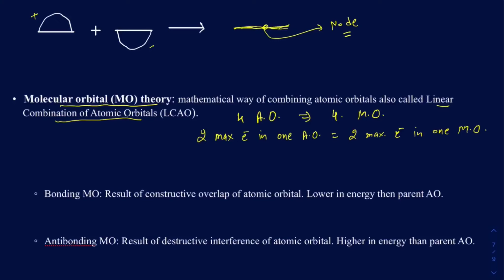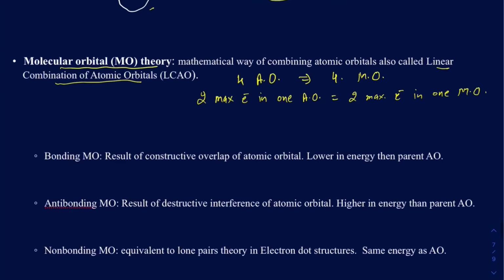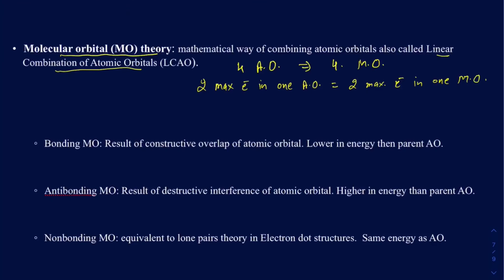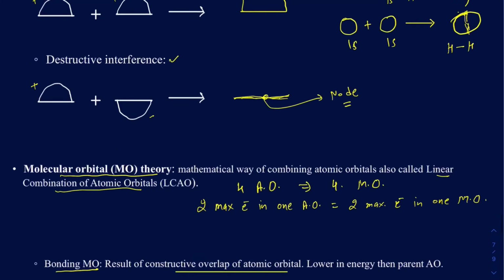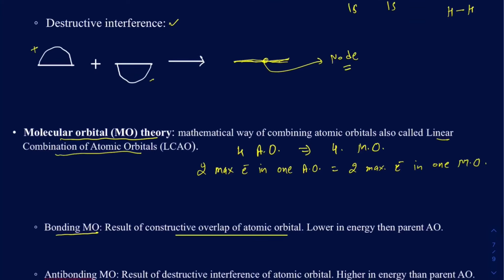You create 3 different types of molecular orbitals, possibly. You will see 2 of them all the time, and the third one is going to be there sometimes, and sometimes it may not be there, depending on the type of bonds you're making. So the first molecular orbital is called a bonding molecular orbital. The bonding molecular orbital comes from the constructive overlap of atomic orbitals. So that kind of goes back to the valence bond theory, where it talks about the constructive and destructive interference.